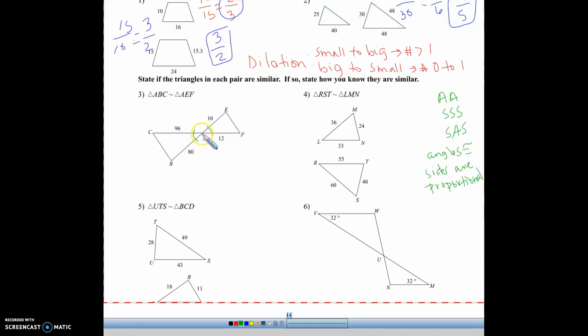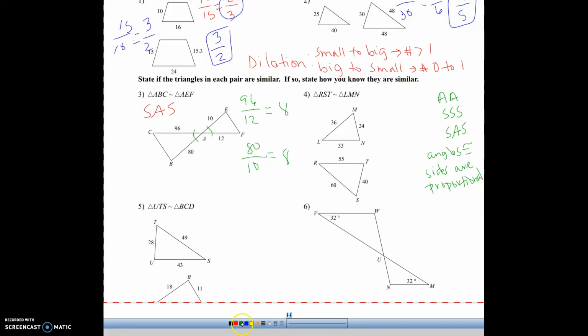Okay, so I'm going to use side AC, which is 96, over, if it's hard to see from the picture, remember, go up to the letters up here. AC corresponds with AF. So AF is 12. And then if I were to go through and reduce that, all I have to do is type it into my calculator. 96 divided by 12 gives me 8. Now I've got to check the other set of corresponding sides. Whatever triangle I used on top, I have to use on top in the second ratio. So I use ABC here. So I'm going to use 80 over its corresponding side, which is 10. And 80 divided by 10 is 8. Sides are proportional. So these are similar by side, angle, side.